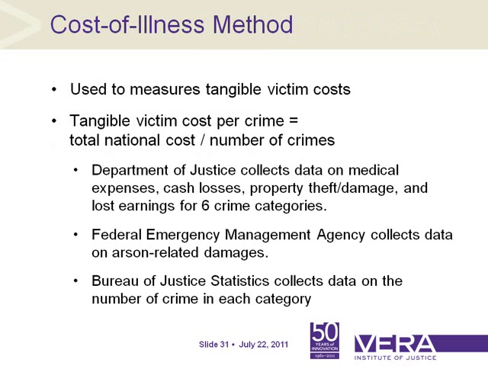The main sources of tangible cost data that we used in our study come from the Department of Justice, which collects information on medical expenses, cash losses, and so on. We supplemented this with information from FEMA, the Federal Emergency Management Agency, which has arson-related damage data, and also the Bureau of Justice Statistics, which has a number of important reports and sources that we used, and in particular has data on the number of crimes in each category.